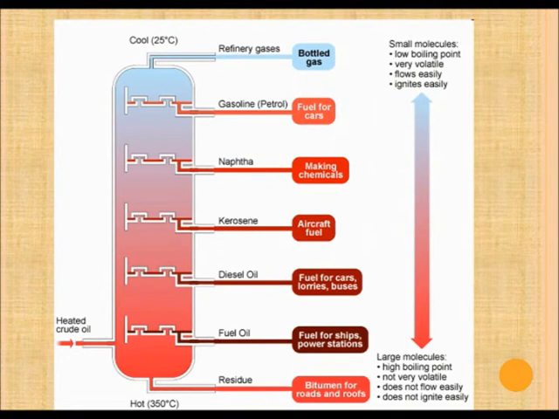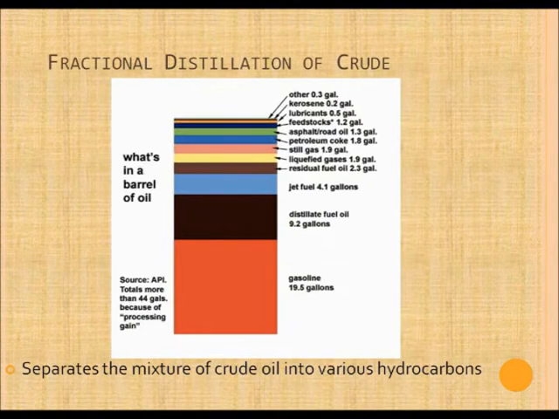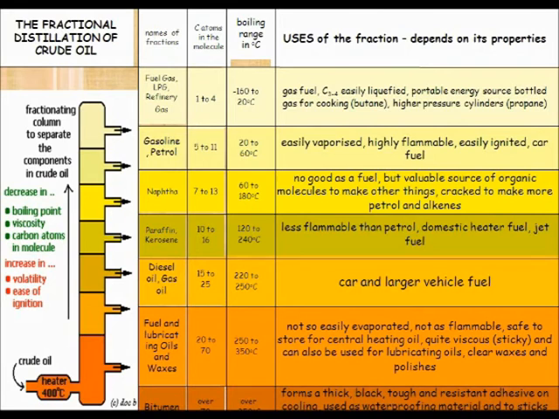Here comes the main diagram. You can see that the heated crude oil enters from the left side of the diagram into the furnace, in which a temperature of 350 degrees centigrade is applied, and different products differentiate on the basis of their boiling points into gasoline, naphtha, kerosene, diesel oil, fuel oil, and residue respectively. Now fractional distillation of crude separates the mixture of crude oil into various hydrocarbons.